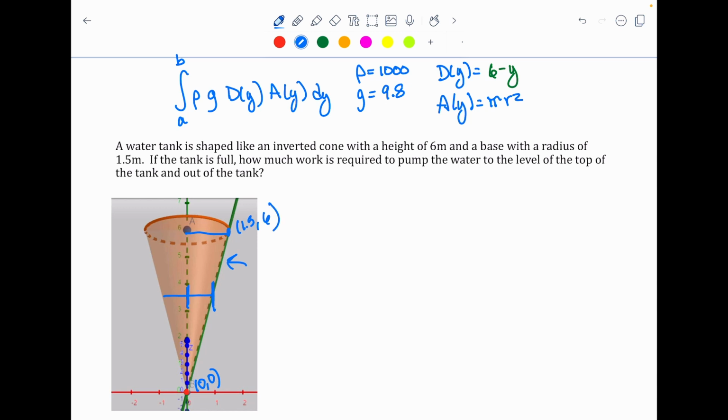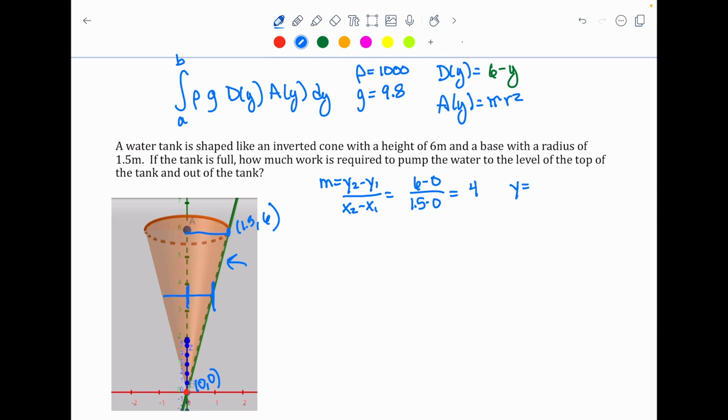I have 2 points. Slope is the change of y over the change of x. In this case, we're going to have 6 minus 0 over 1.5 minus 0, which is going to give us a slope of 4.